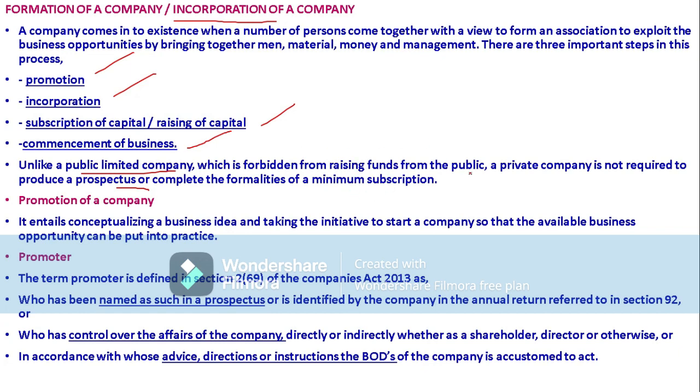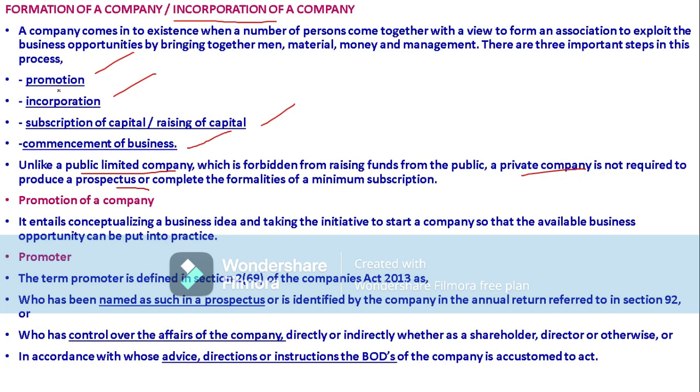Okay, so we know that in the previous slide we learned that for a private company there is no transferability of shares, and it does not go for issuing shares to the public. But in a public limited company, there is transferability of shares listed in public limited companies, and they go for issuing shares to the public. So they also submit the prospectus, but a private limited company is not required to submit the prospectus. Why? Because they are not going for the issuing of shares to the public.